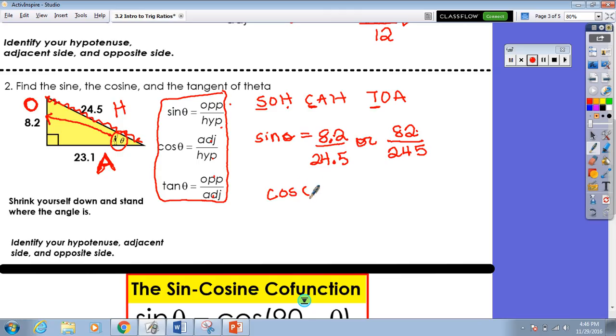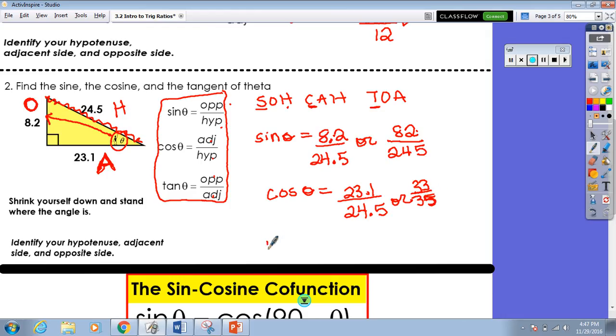Alright, next, cosine. Cosine of theta is adjacent, which is 23.1 because that has the A, adjacent, over hypotenuse, so 24.5. Alright, so they could have 23.1 over 24.5, or let's simplify it in our calculator. So 23.1 divided by 24.5. Hit math and enter. And I see this one as 33 over 35. Okay, so they could have cosine of theta equals 23.1 over 24.5, or if you simplified it in your calculator, you would have gotten this fraction, 33 over 35.